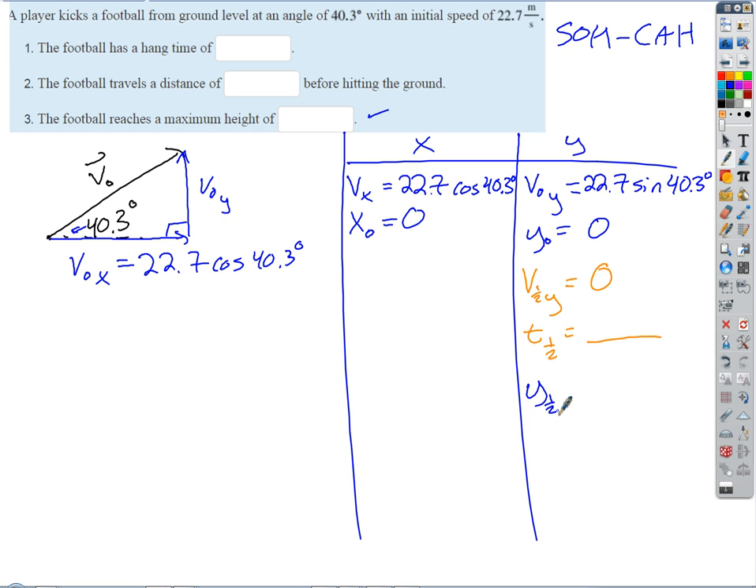Okay, so then here's all the stuff that we're going to try to fill in these blanks. We also, of course, know the acceleration: negative 9.8.